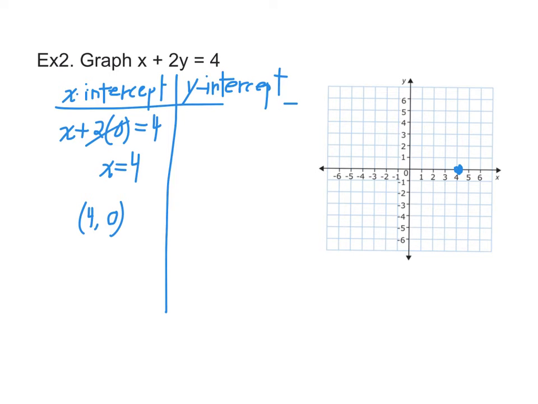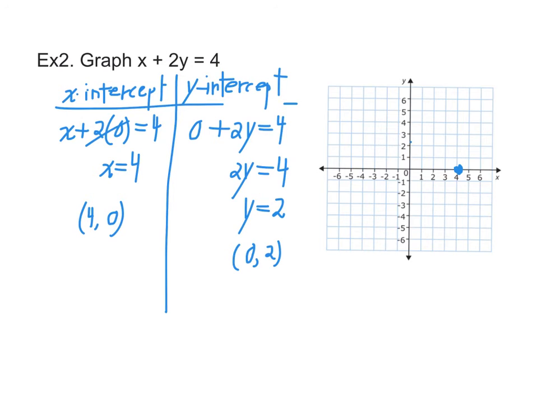For the y-intercept, x has to be 0. For this part, after dividing by 2, I'll get y equals 2 for the y-coordinate. The ordered pair is (0, 2). It's right here. Let's go ahead and draw that line right through those 2 points. And like I said, this works great with standard form.